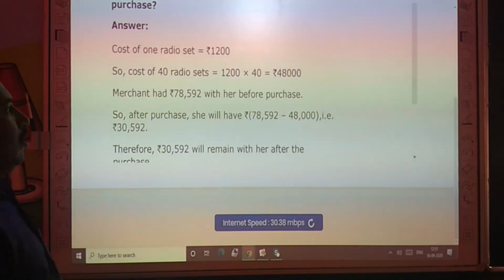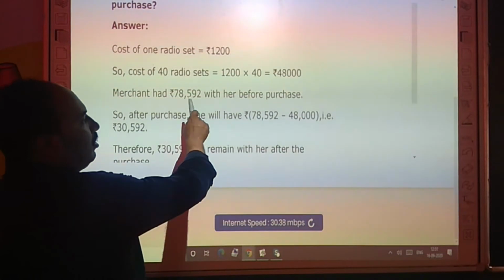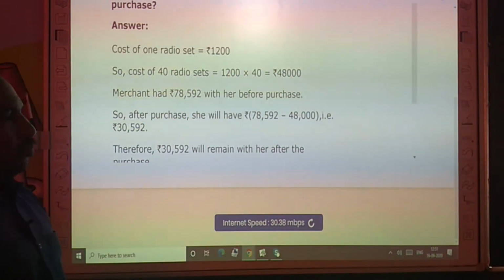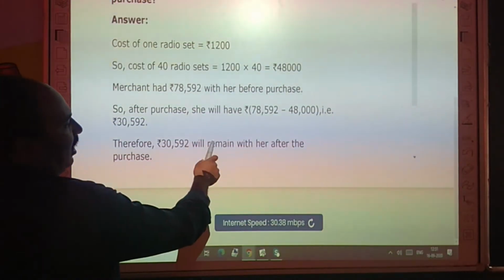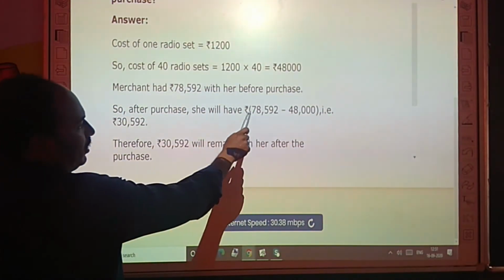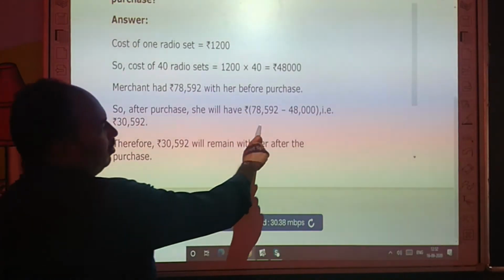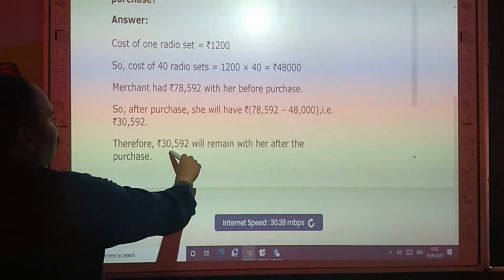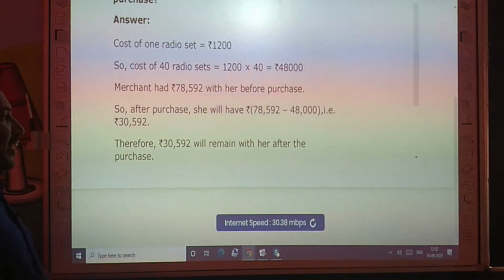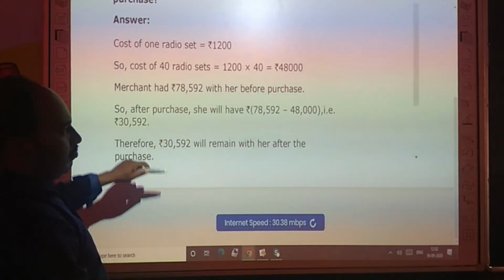The merchant had 78,592 rupees. So after the purchase she will have 78,592 minus 48,000. So our answer is 30,592 rupees remaining.